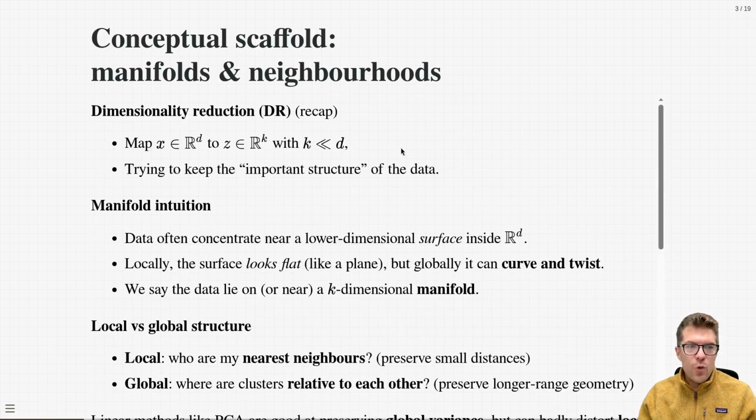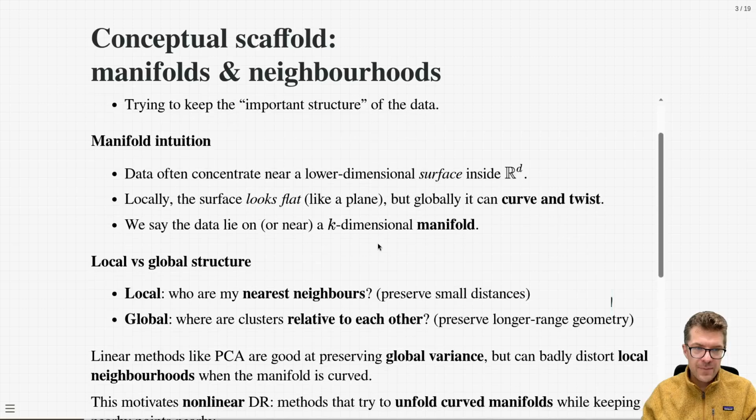So we know what dimensionality reduction is. We talked a lot about it in the previous module on principal components analysis. We have data points x in big d-dimensional space, and we want to compress it down into a new vector z in k-dimensional space where k is a lot smaller than d. And we want to do that in such a way that we keep most of the important structure or information in the data originally. So often data can concentrate near lower dimensional surfaces inside R^d.